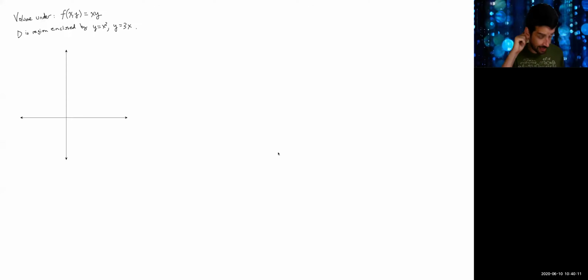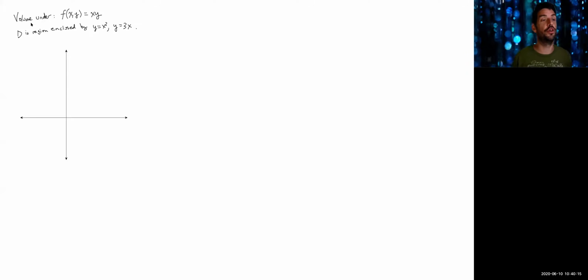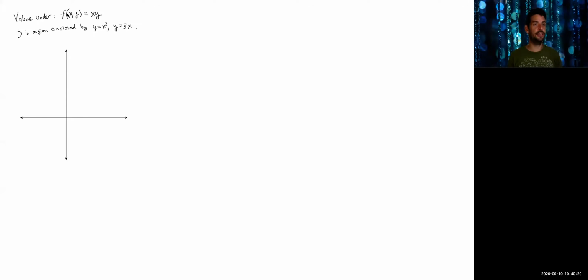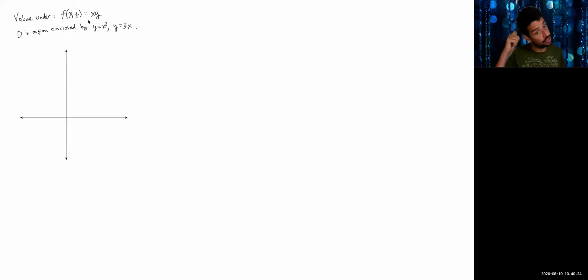Okay, in this video, we're going to do an example of taking a double integral over a general region. So the problem is written sloppily here. Our function is f of x, y equals xy, and D is the region enclosed by the graphs of y equals x squared and y equals 3x.